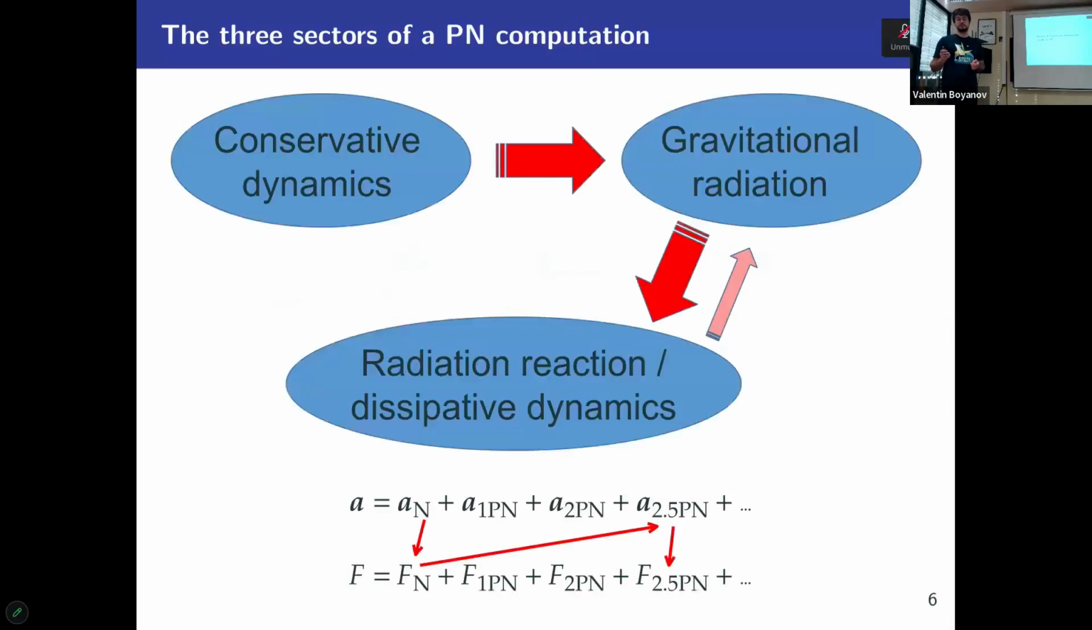The recent results in post-Newtonian and GR. Typically, when you're looking at the post-Newtonian problem and trying to solve it, you can divide it into three problems. The first problem is solving the conservative dynamics of your two-body system, which is trying to find the equations of motion, ignoring radiation and radiation reaction.